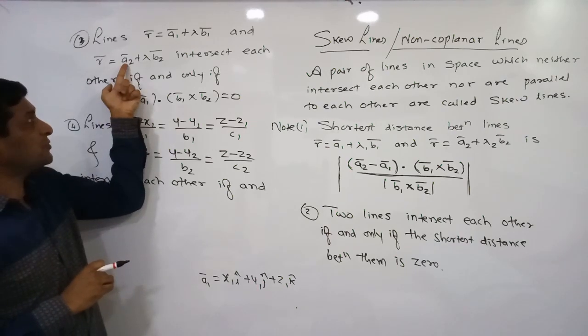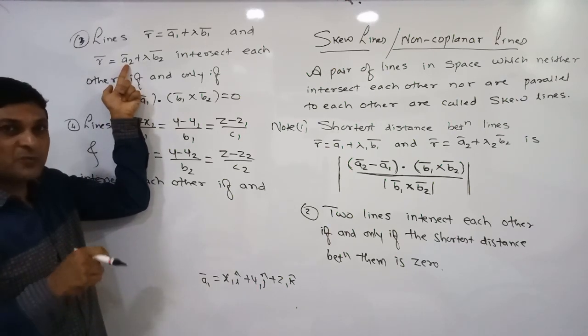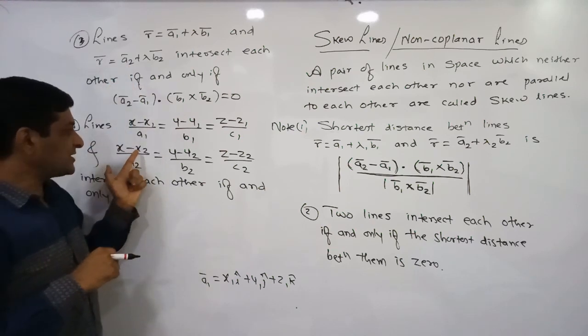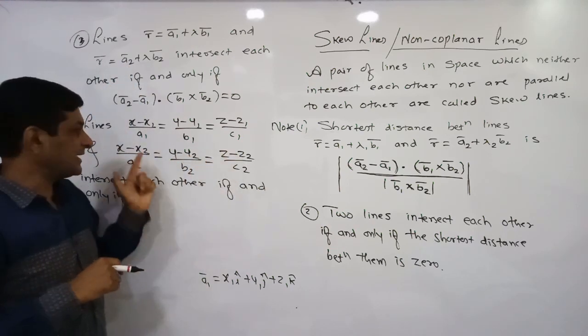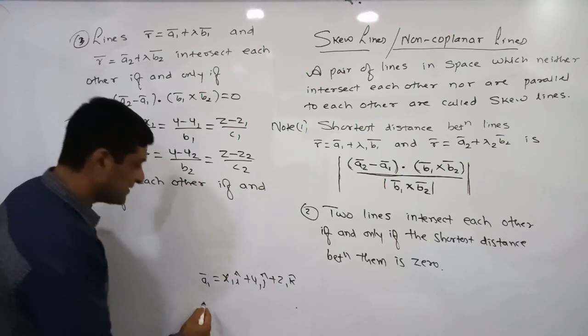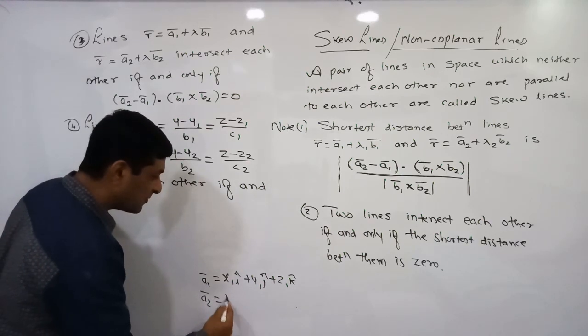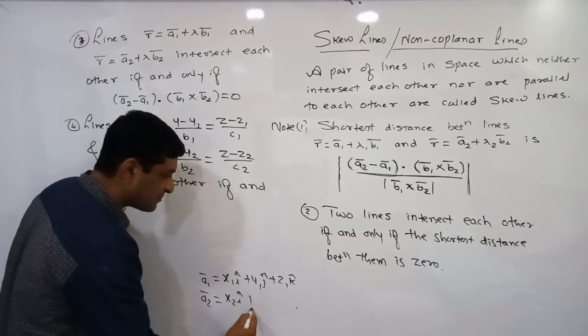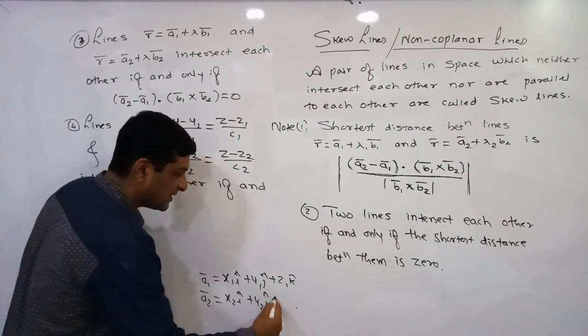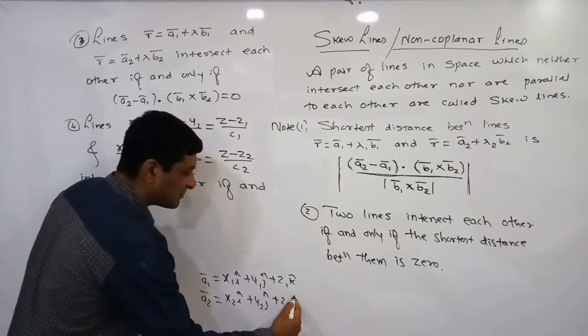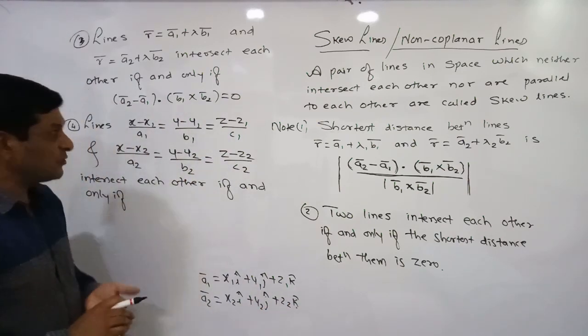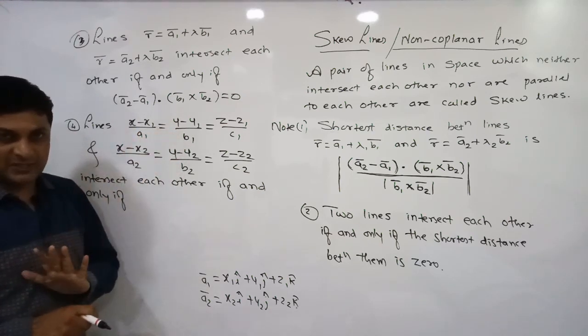Now what is this a2 bar? a2 bar is the position vector of one point on the second line. What is the coordinate of a point on the second line? x2, y2, z2. Then what is the value of a2 bar here? a2 bar will be equal to x2 i cap plus y2 j cap plus z2 k cap. So well, the values of a1 bar and a2 bar we will get from this equation, isn't it?